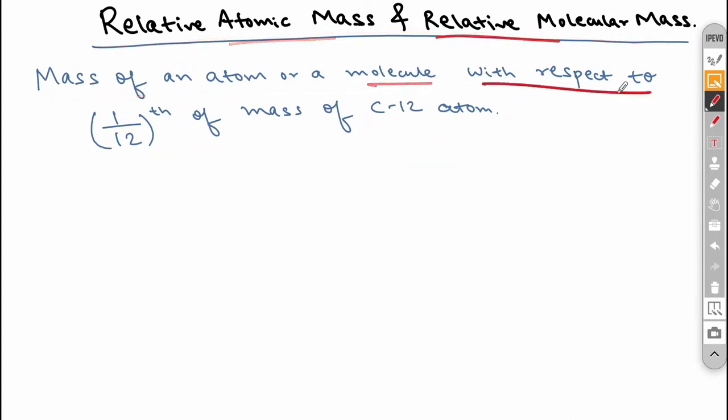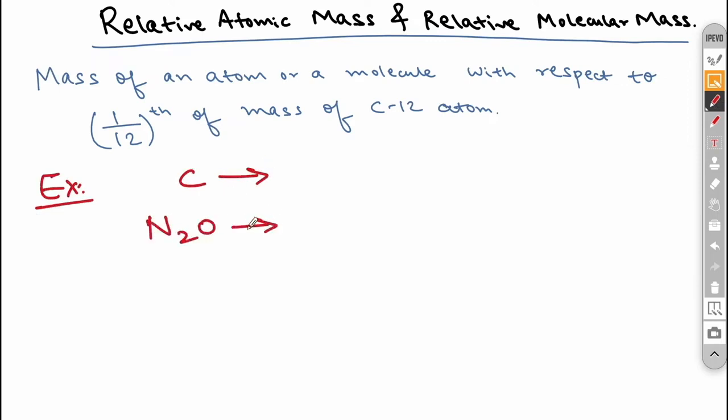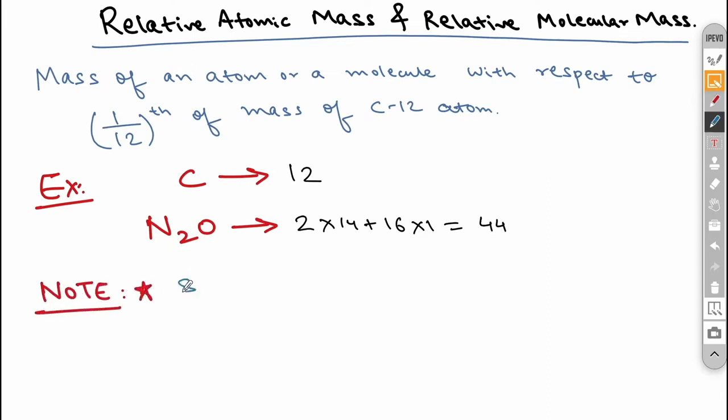For an atom, it is relative atomic mass; for a molecule, relative molecular mass. Now we'll discuss an example here, for carbon and for N2O. For carbon, we can write it simply as 12. For N2O, 2 times 14 plus 16 times 1, it will come out to be 44, right? So this is the simple relative atomic mass and relative molecular mass for carbon and N2O respectively.